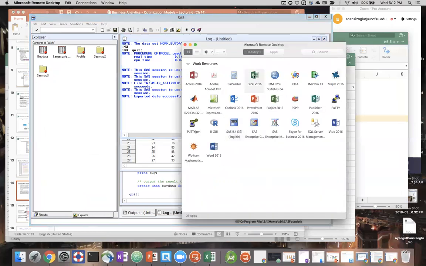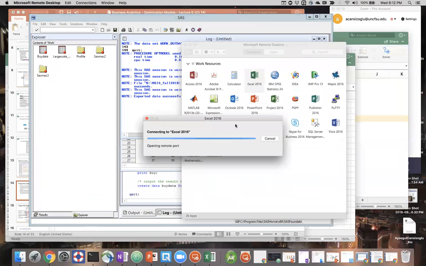There's an Excel here. Okay. So I need to open it from the remote desktop because this file that I exported is to the N drive, so it's going to be there.